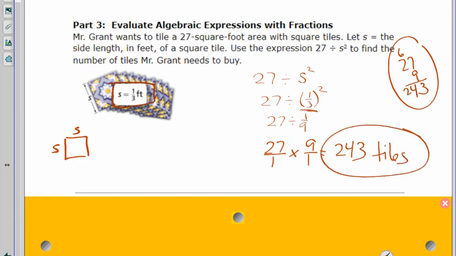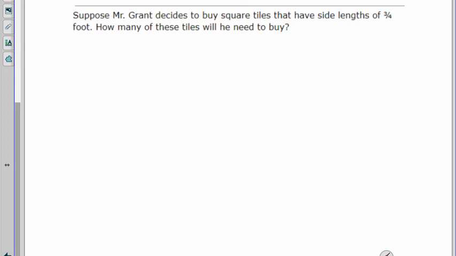All right, now Mr. Grant is deciding on a different sized tile. So now the side lengths are 3/4 of a foot. And we want to know how many of these tiles he'll need. Same equation that you're going to substitute in for, and then you need to come up with your answer. So go ahead and give it a shot. Use the example above to help you, and we'll talk about it in class.